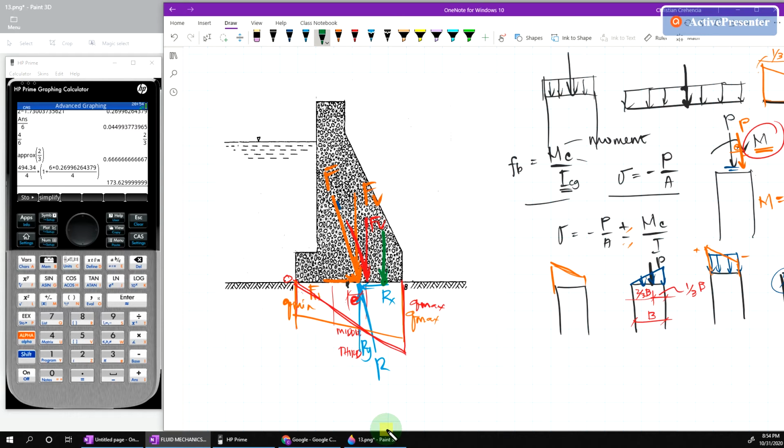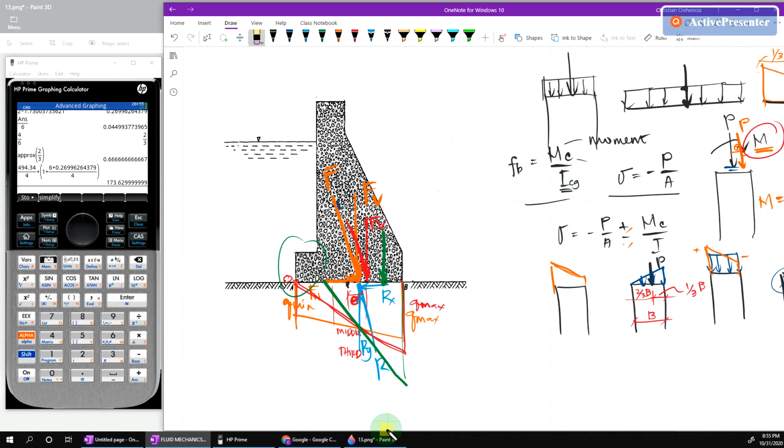Lumampas siya dun sa middle third. Then hindi magiging ganito yung pressure diagram natin, no? Okay? Kasi hindi tayo magte-tension dito sa side na to. So ang i-consider lang natin is yung compression na pressure dun sa soil. Okay? Then ano yung naging difference niya kapag lumampas tayo dun sa middle third?